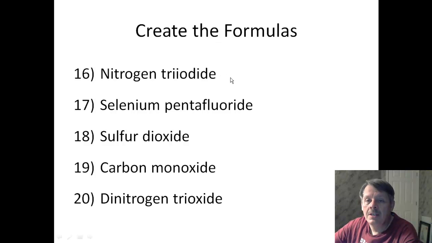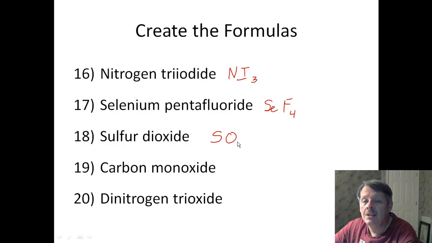Let's try these. Nitrogen triiodide. Iodine is I with 3 of them. Selenium, Se, pentafluoride, so that's F with 5. Sulfur dioxide, sulfur with 2 oxygens. Carbon monoxide, carbon with 1 oxygen. And dinitrogen, that's N2, trioxide. O, 3 of them. Dinitrogen trioxide.